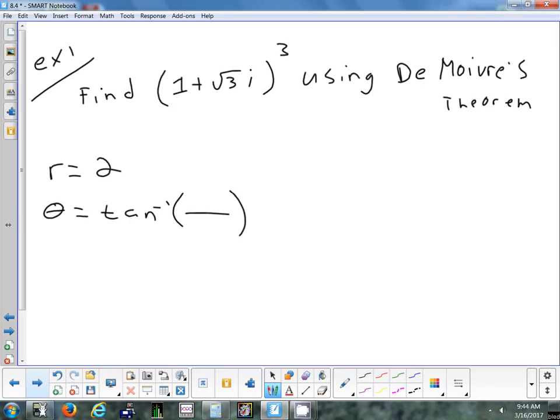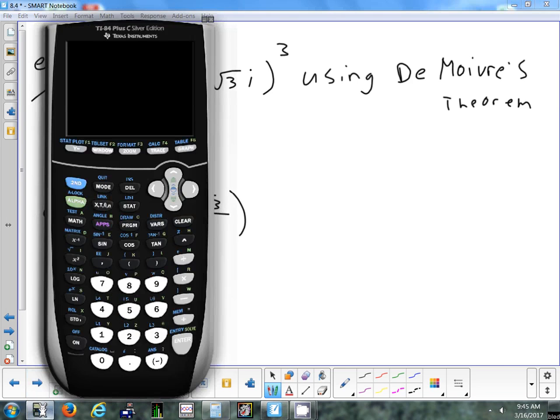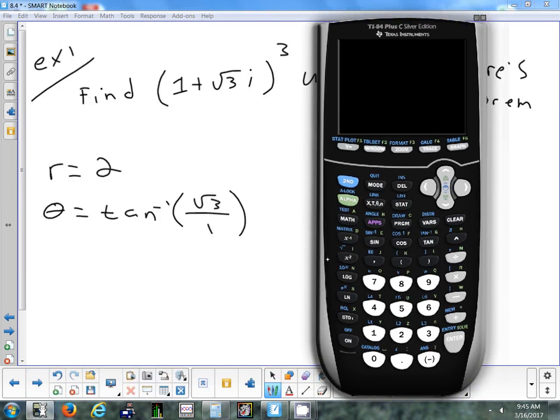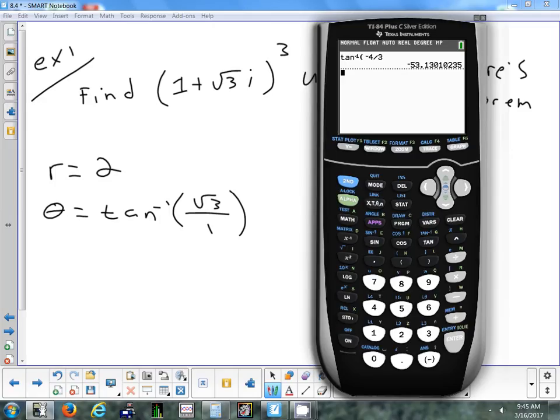Yeah, and this time you don't need the 180 because you are in quadrant 1. Anytime you have a square root in the answer, it usually comes out nice. So inverse tangent of square root 3. I don't even need to put divided by 1 because it doesn't change it. So my angle is 60 degrees.